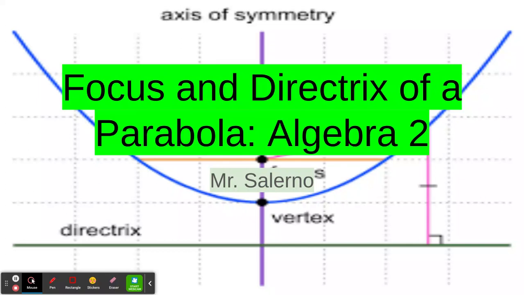All right, here's our video today, Algebra 2, the focus and the directrix of a parabola. What we're going to do is find how to get the focus and the directrix using a quadratic equation in vertex form. We'll take a standard form quadratic equation, put it into vertex form, and we can see the vertex, the focus, and the directrix very easily.